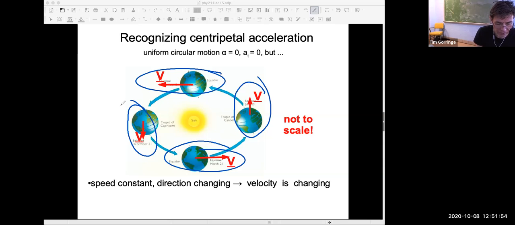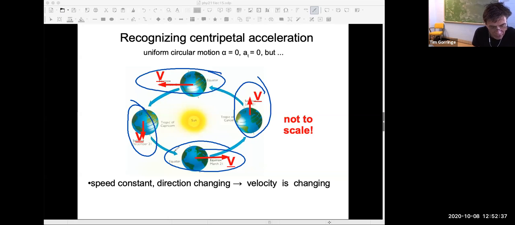So when I drew those velocity vectors, although not perfectly, their lengths are the same. The Earth is covering the same number of meters per second in the spring, in the summer, in the fall, and in the winter. But the direction of the motion is changing. And if the direction of the velocity is changing, just as if the magnitude of velocity is changing, then there's acceleration.